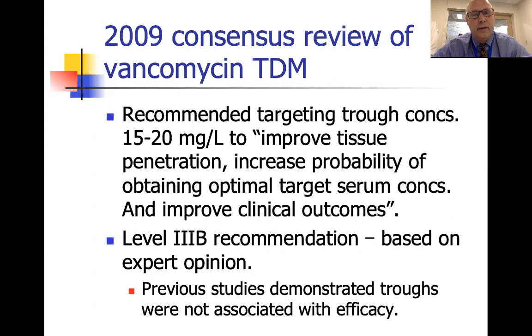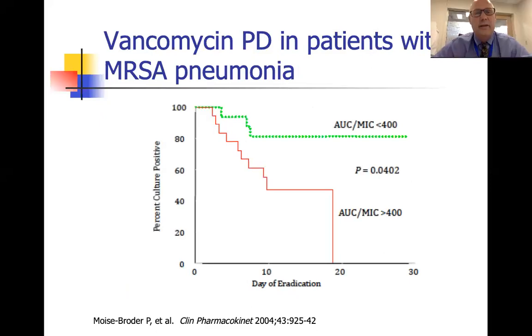And so it was all based on expert opinion. And this was the first study published in 2004 where patients received vancomycin and were optimized for an AUC over MIC of greater than 400. You can see that in those patients that got an AUC over MIC over 400, their ability to clear their infection was significantly improved compared to patients who had an AUC over MIC that was less than 400. And so this was the first study that linked a pharmacodynamic parameter with an efficacy parameter.